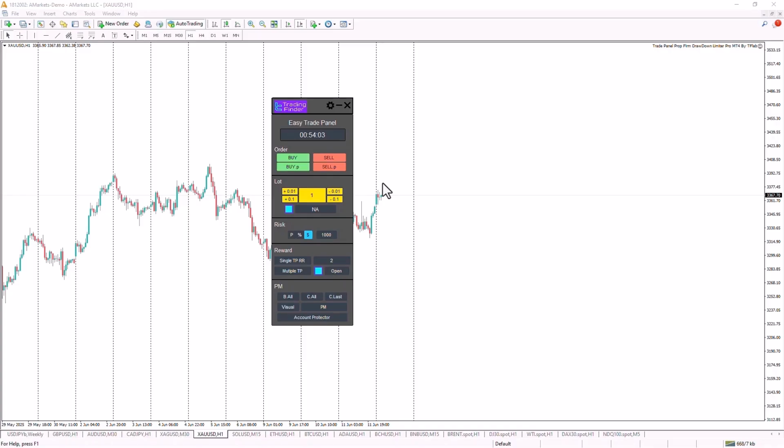In the third part of the tutorial, the reward and panel management sections are covered. In the reward section, there are two options: single TP with the R-bar ratio and multiple TP. In the single TP section with the R-bar ratio, you can specify the risk to reward ratio in the corresponding field, which is set to 2 by default. When you execute any trade with a risk to reward ratio of 1 to 2, your trades will be carried out accordingly.